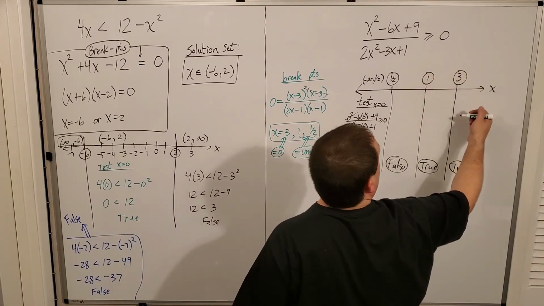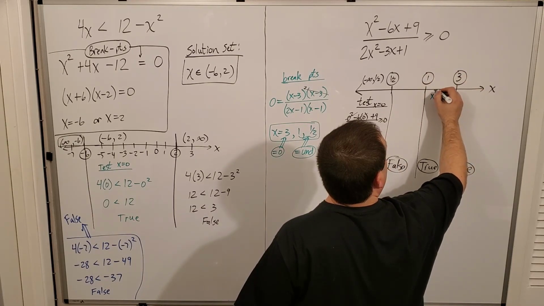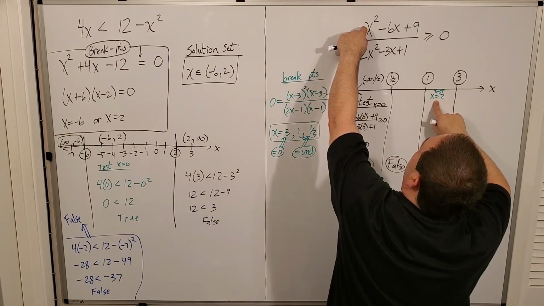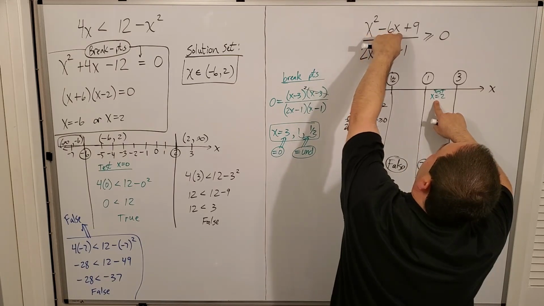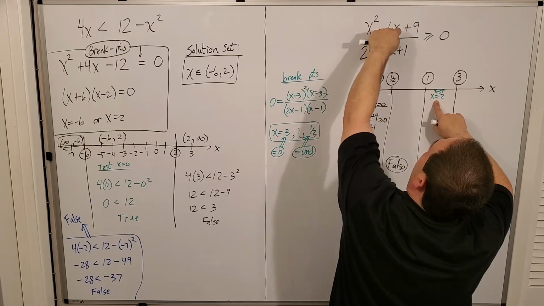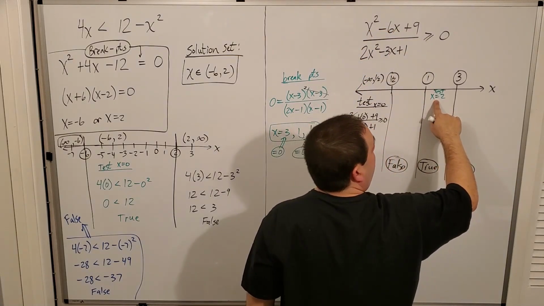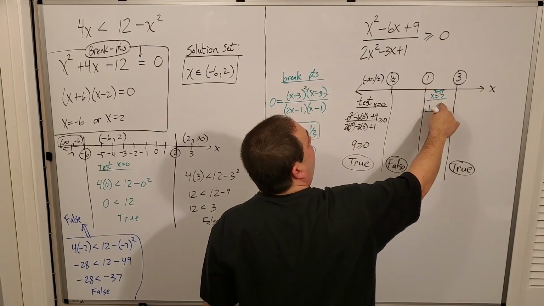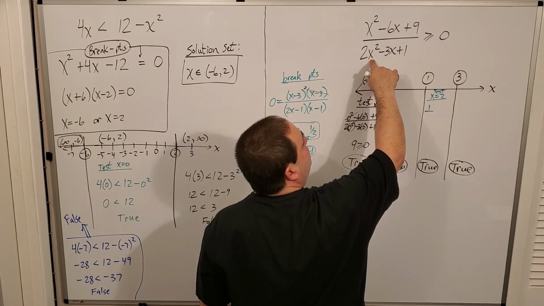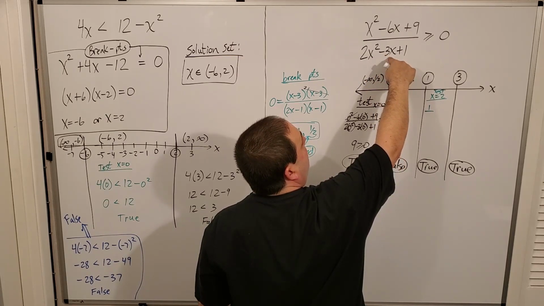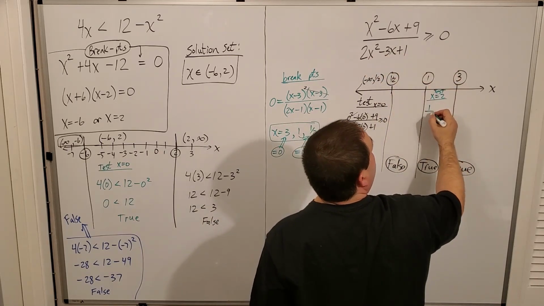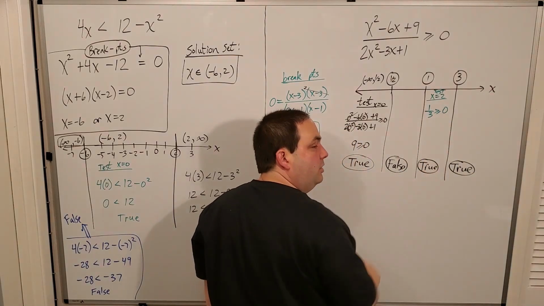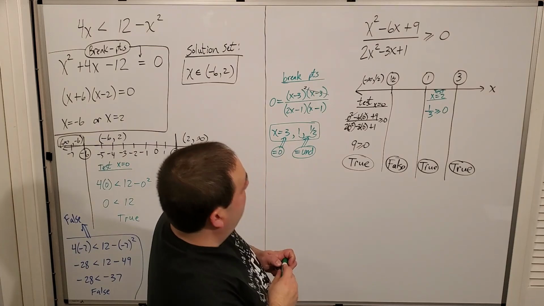For example, between 1 and 3, I could test x equals 2, right? Test x equals 2. If I plug in 2 right here, 2 squared is 4. Minus 6 times 2 is minus 12. So 4 minus 12 plus 9 is 1. Okay? And if I plug in 2 here, 2 times 2 squared is 8. Minus 3 times 2 is minus 6. 8 minus 6 is 2, plus 1 is 3. 1/3 is greater than or equal to 0. Notice, completely true. Right? 100% true on that one.